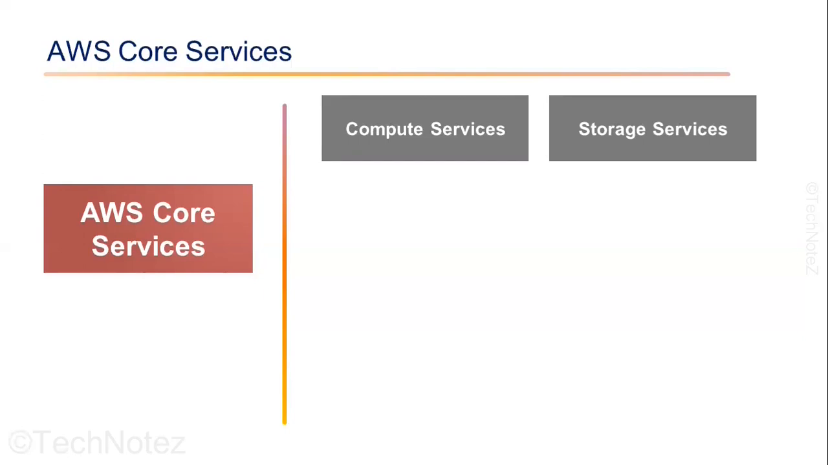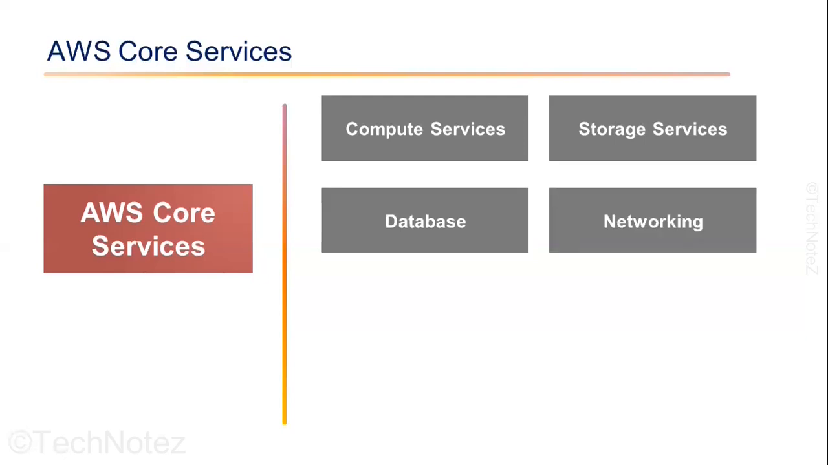Storage services. Storage services provide scalable and highly available storage solutions for data and backup. Examples include S3, EBS, and Glacier. Database services provide managed database solutions for storing and managing the data. Examples include Relational Database Service, DynamoDB, and Amazon Redshift. Networking services provide network connectivity and security for your cloud resources. Examples include VPC, Route 53, and AWS Direct Connect.